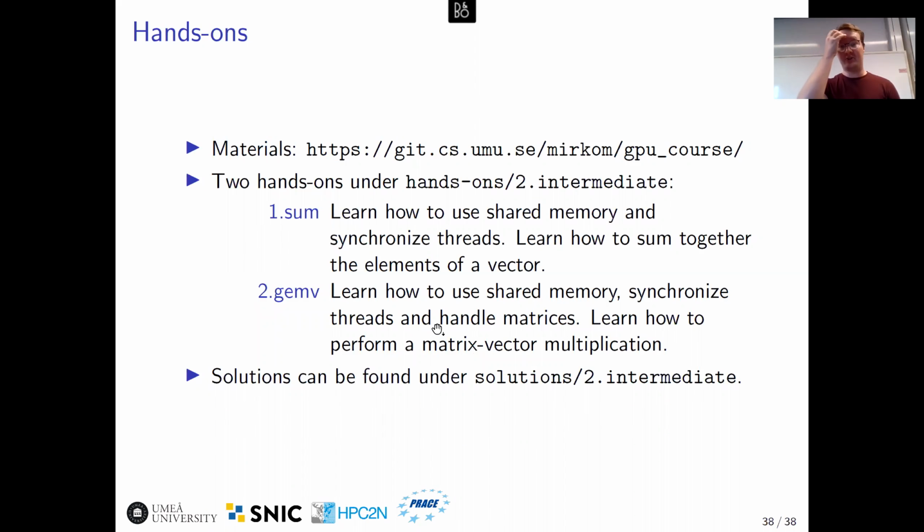So going back to the hands-ons, I have two of them. The first one is called one sum, and this is simply a code where you learn how to use shared memory and synchronize. The overall idea is that you will sum together the elements of a vector. In the second one, we keep learning how to use shared memory, how to synchronize, and also handle matrices. This is the tricky part. The goal here is that you will write a piece of code that performs a matrix-vector multiplication. And as before, the model solutions can be found under solutions/2-point intermediate.